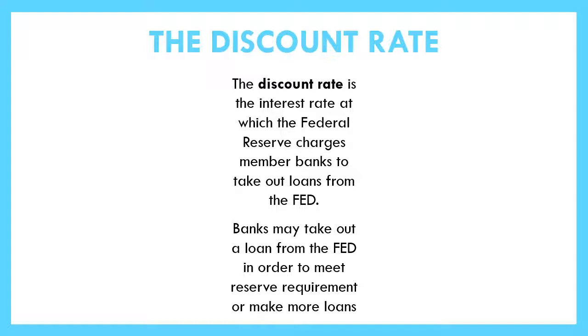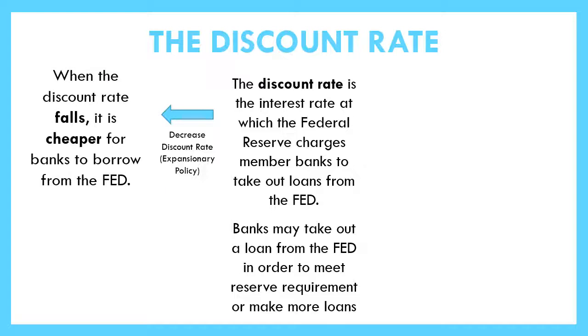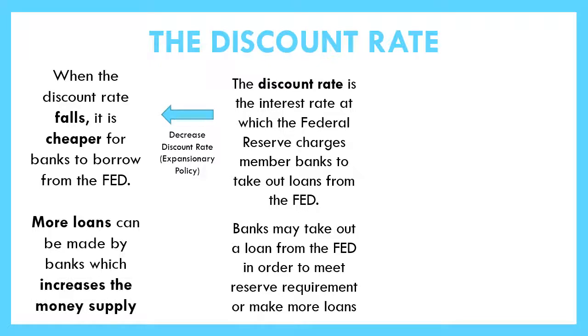Now, by changing this interest rate, it can influence the willingness of banks to take out loans from the Fed. Let's say they decrease that discount rate. This is an expansionary policy because whenever the discount rate falls, it's now cheaper for banks to borrow money from the Federal Reserve, meaning that they're more willing to borrow, which means more loans can be made, meaning that our money supply is going to increase.